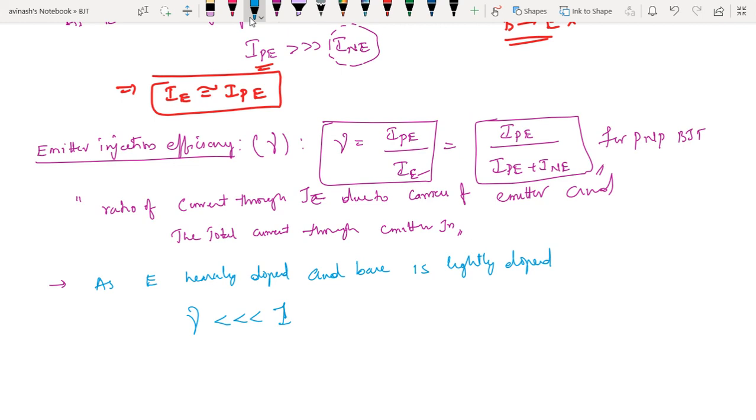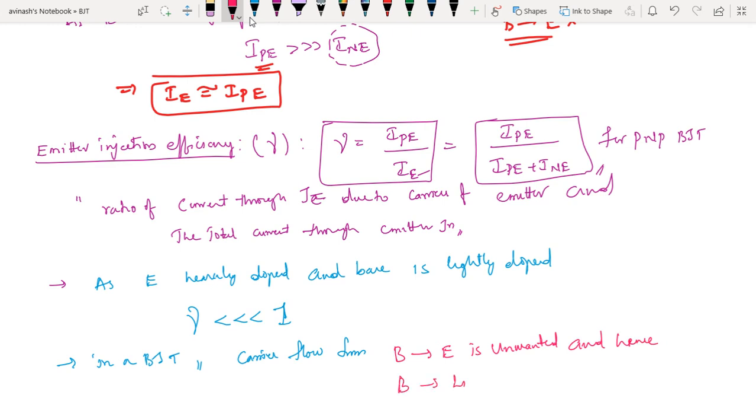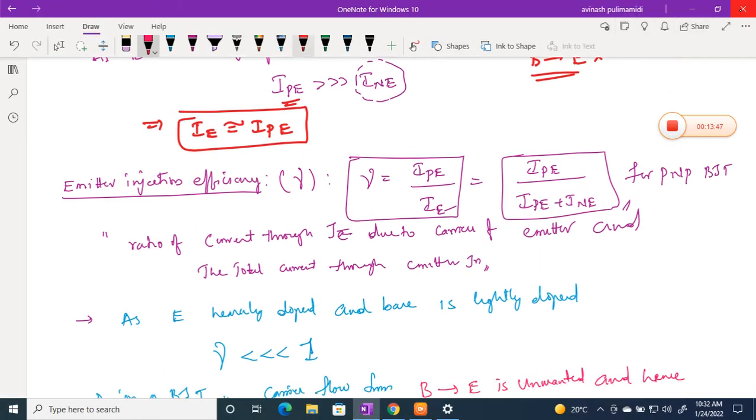In a BJT, carrier flow from base to emitter is unwanted, as I already mentioned here, and hence the base is lightly doped.